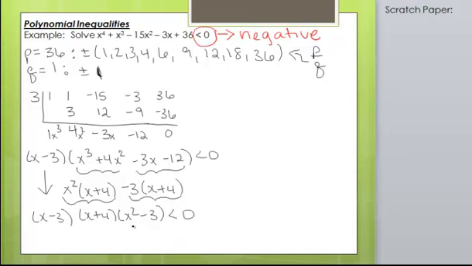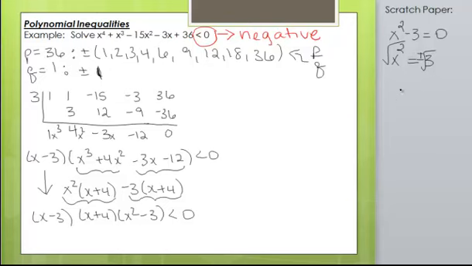We still need to factor this set of parentheses. There's a couple of ways you can do that. Probably the easiest way is to just set it equal to 0 and find out what the zeros are. So x squared equals 3. Take the square root of both sides, and don't forget plus or minus.